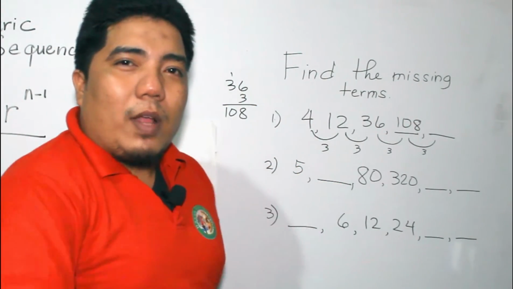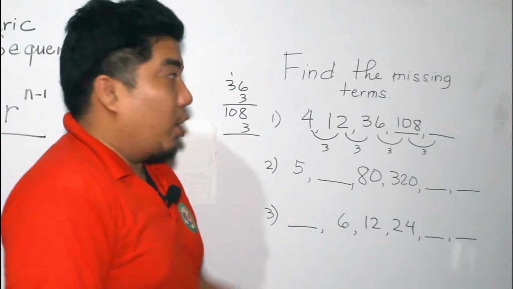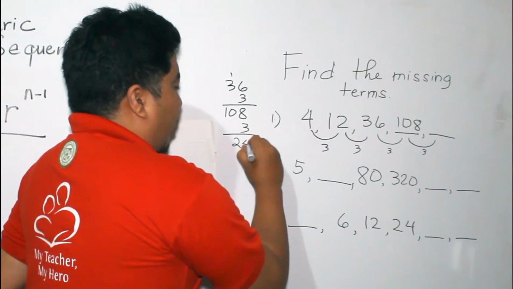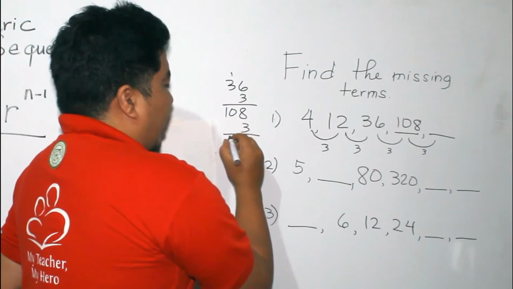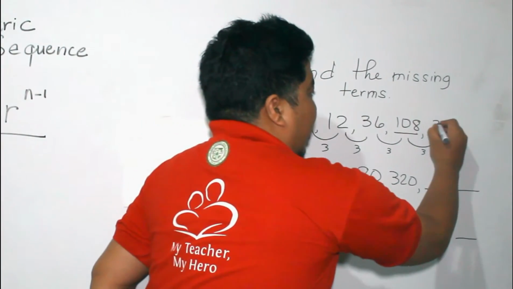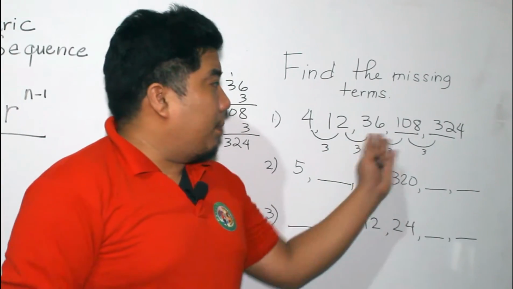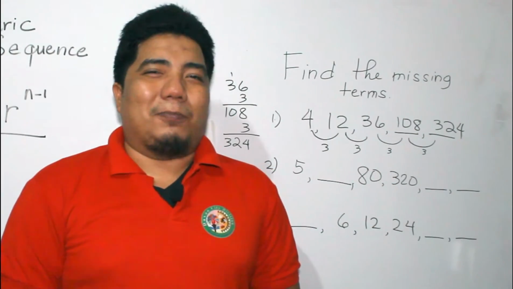Easy, right? Now, let us multiply again by 3 in order for us to get the next term. We have 3 times 8, that is 24. Because 3 times 0, we don't have any, 0. 3 times 1, that is 3. So, the final answer is 324. Therefore, for number 1, the missing factors are 108 and 324.